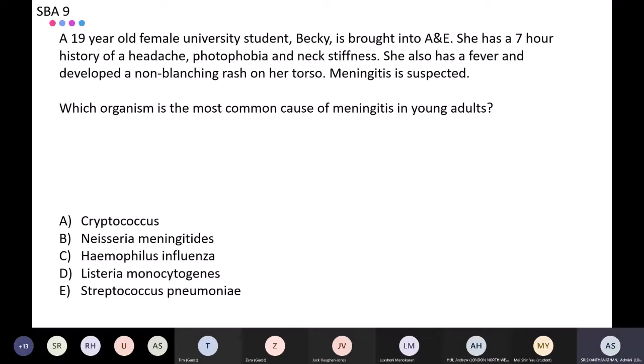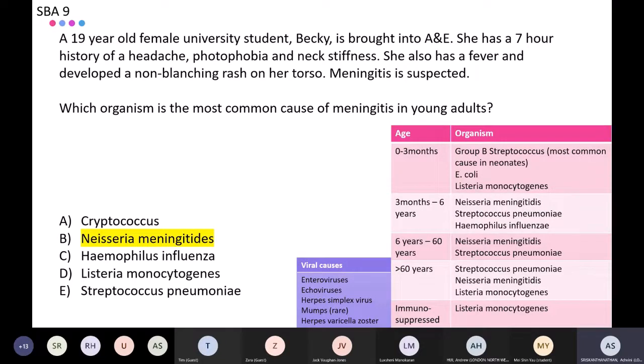Okay, so most people have put down B, which is the correct answer. So Neisseria meningitidis is the most common cause of meningitis in this age group. The other one which you can see, very few people put this down as an option, is Streptococcus pneumoniae, but it's not the most common, but you can see it in this age group as well.